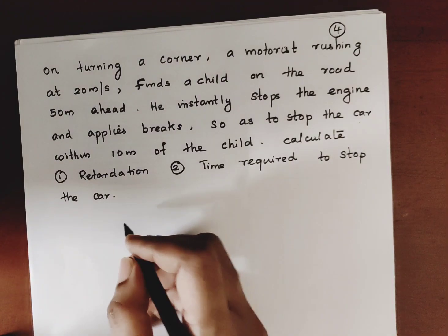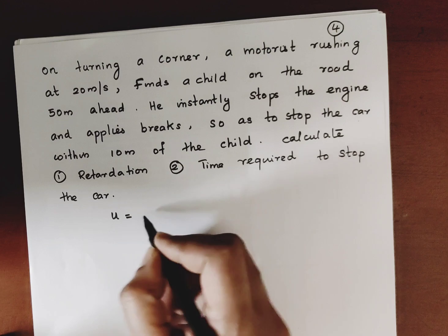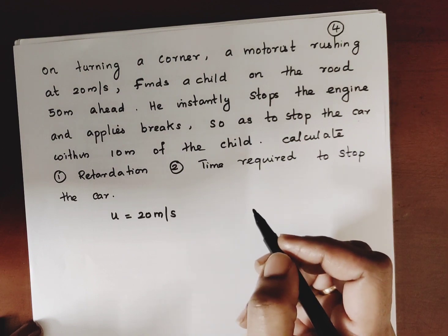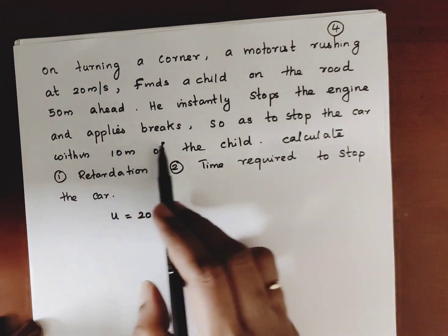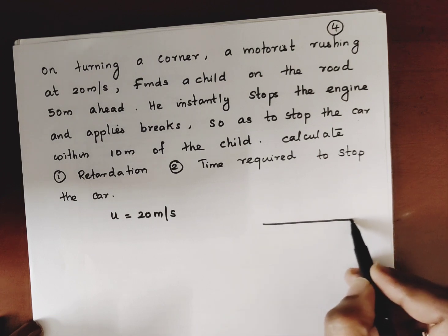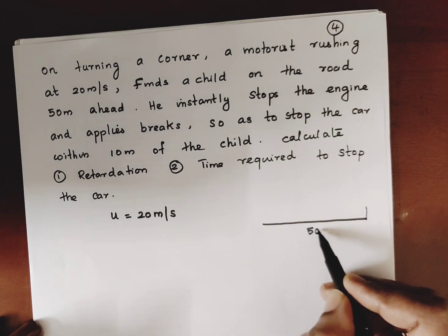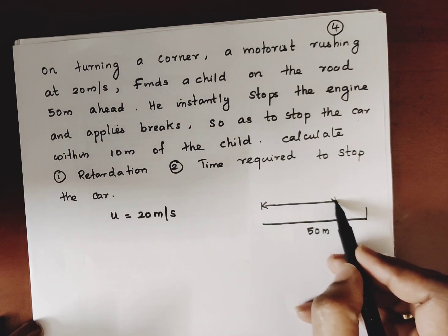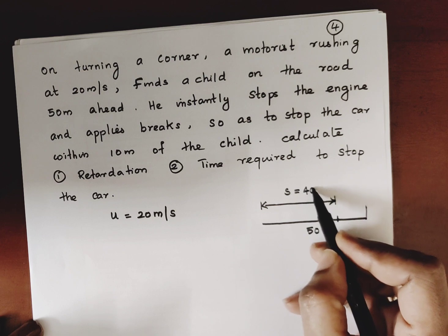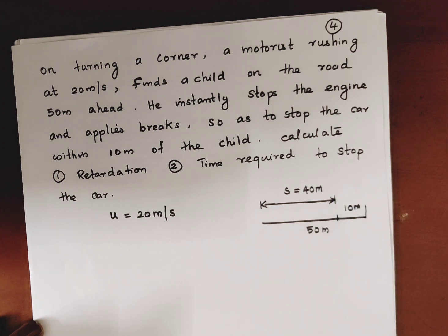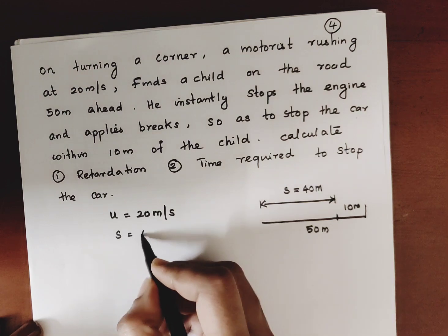On turning a corner, the motorist rushes at 20 meter per second, so the initial velocity is 20 meter per second. He finds a child on the road 50 meter ahead. He instantly stops the engine and applies brake so as to stop the car within 10 meter of the child. He sees the child at this position, 50 meter ahead, but has to stop the car at a distance of 40 meters. So we assume the displacement as 40 meter because he had to stop 10 meter before.